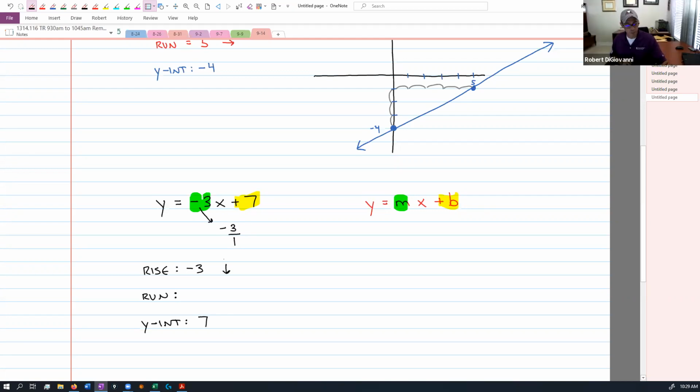And then what would our run be? The run is just 1. 1, and that means to the right. So you see that anytime you have a nice whole number there, just put it over 1 and you're in business, okay?